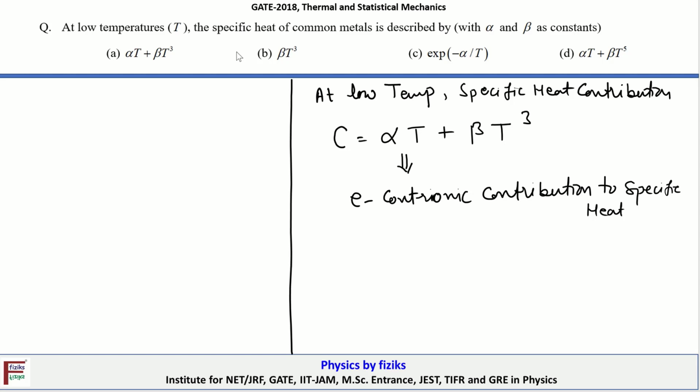Whereas the second term, the T cube term, is because of the phononic contribution to the specific heat. So these are the two terms which contribute to the net specific heat at low temperature. So therefore option A is the correct one here.